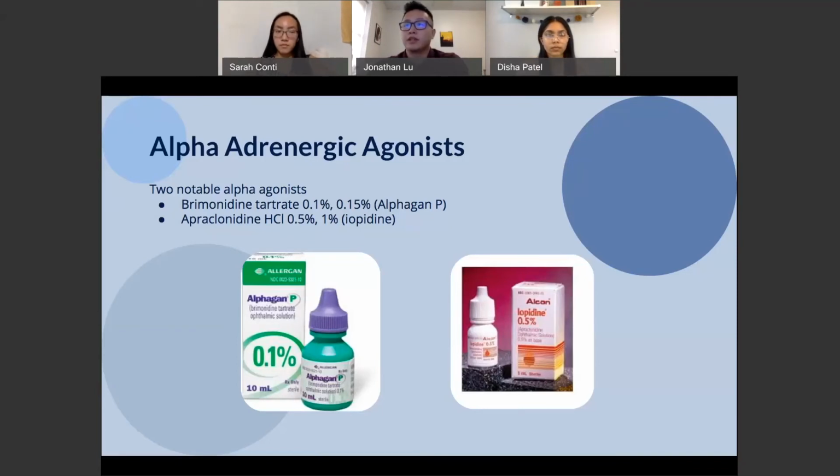30% of patients have an allergic reaction with apraclonidine, and 8% of patients have an allergic reaction with brimonidine. When patients are prescribed one of these medications, patients must be educated of these potential reactions.